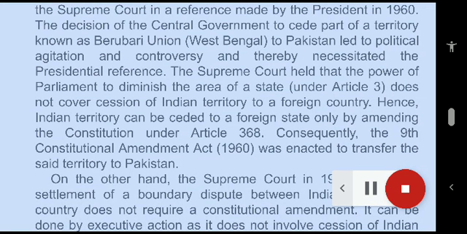The Supreme Court held that the power of Parliament to diminish the area of a state under Article 3 does not cover cession of Indian territory to a foreign country. Hence, Indian territory can be ceded to a foreign state only by amending the Constitution under Article 368. Consequently, the 9th Constitutional Amendment Act 1960 was enacted to transfer the said territory to Pakistan.